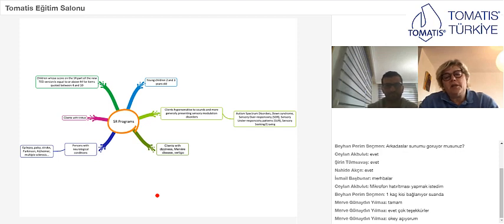So that's why the SR programs are intended, as you know, for children 2 and 3 years old.